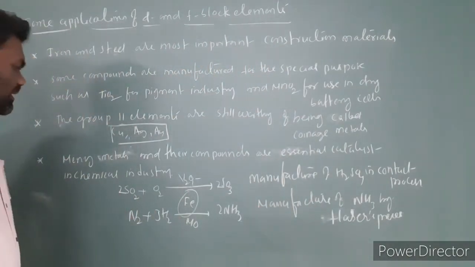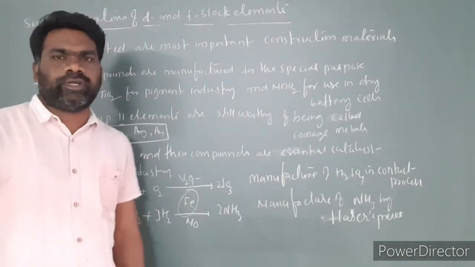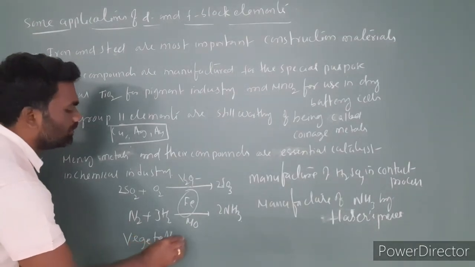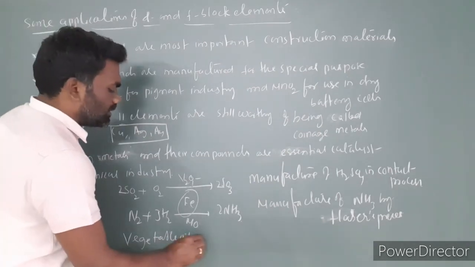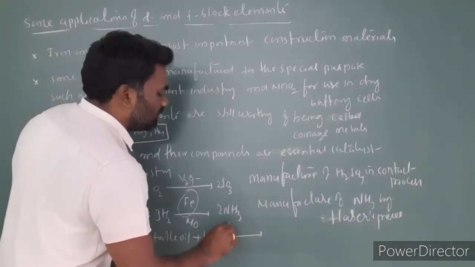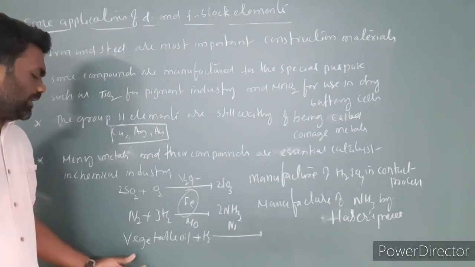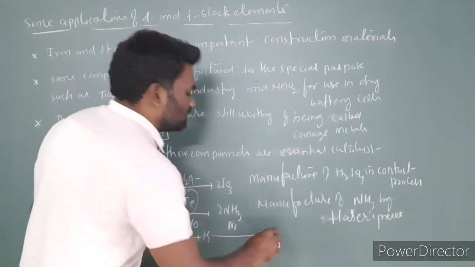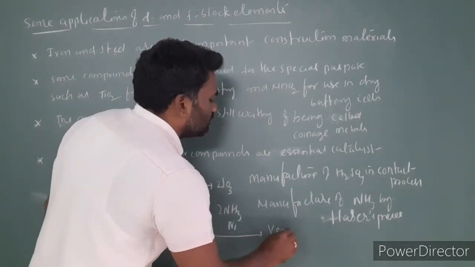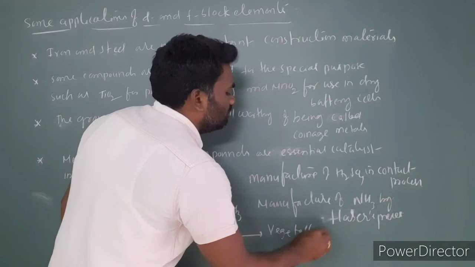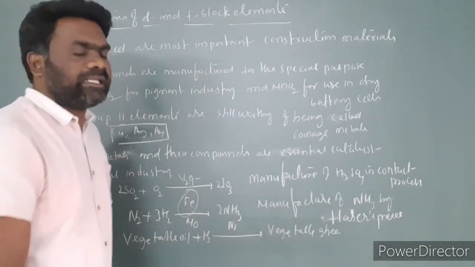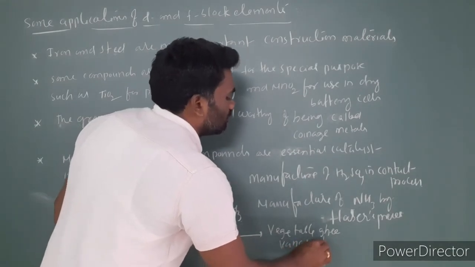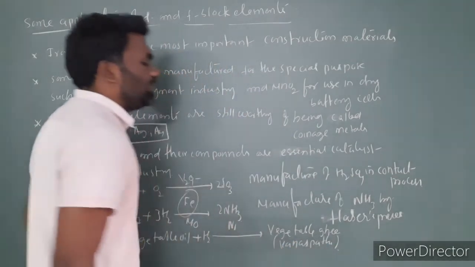Let us take one more example for better understanding: the hydrogenation of oils. Suppose I am taking vegetable oil. Hydrogenation, H2, in the presence of nickel as a catalyst, gives vanaspati, vegetable ghee. This vegetable ghee is nothing but vanaspati, which we call dalda.